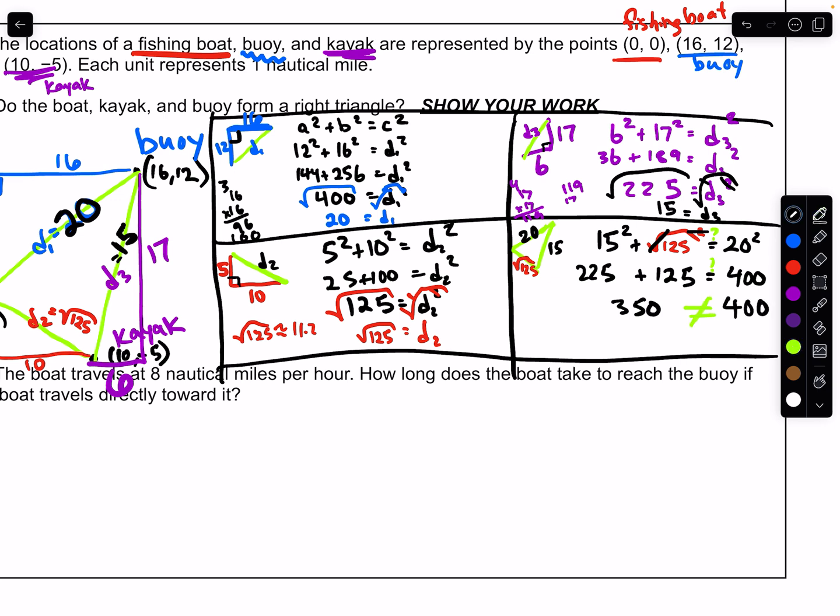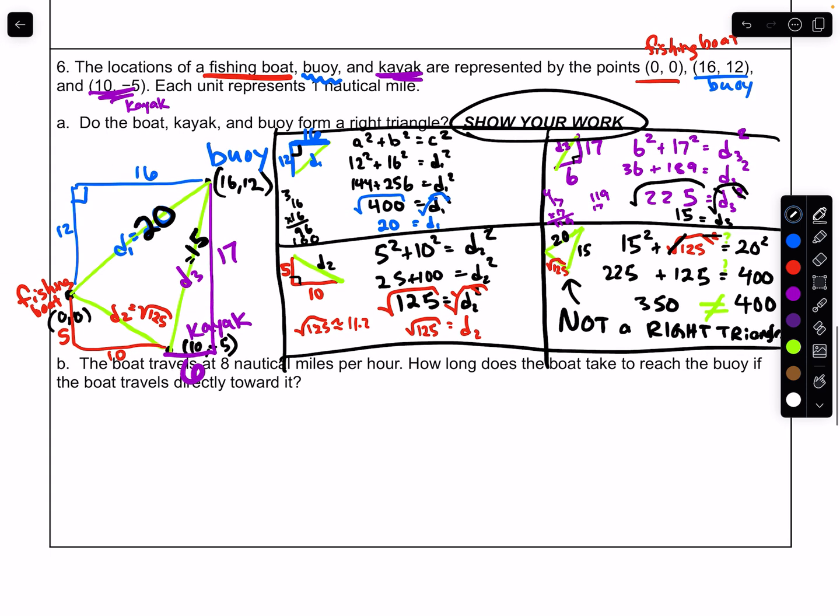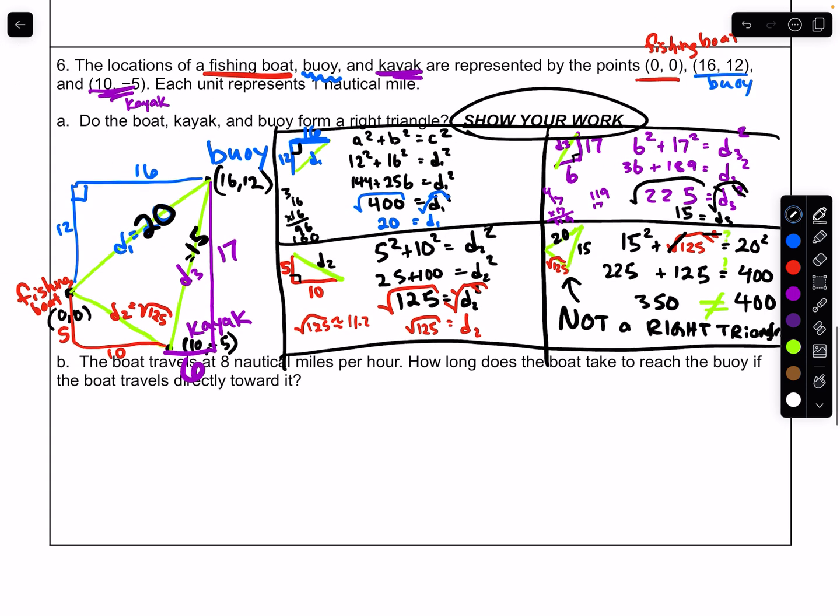So what that means is this is definitely a triangle here, obviously, but it is not a right triangle. And that is my conclusion. All of that work, all of showing my work to prove that it is not a right triangle. All right, and there we have it.